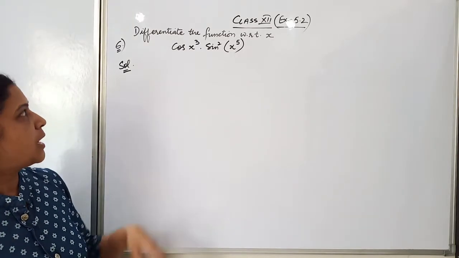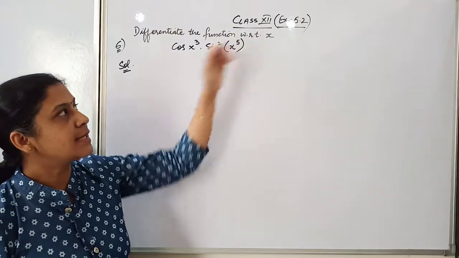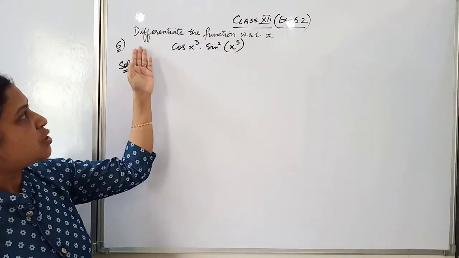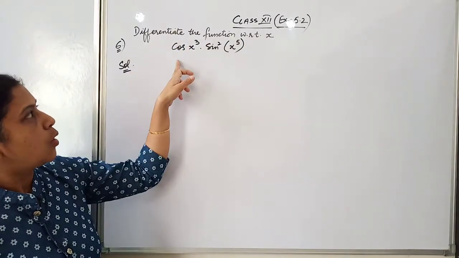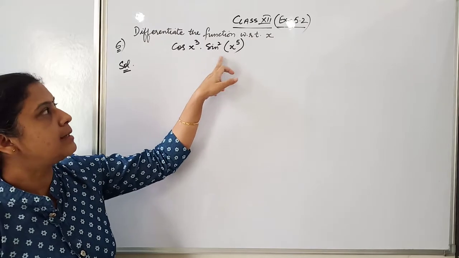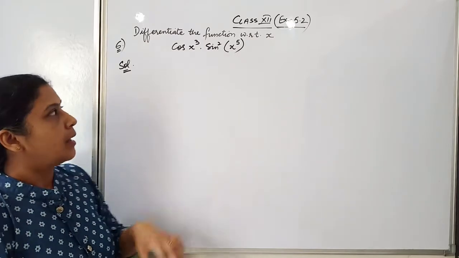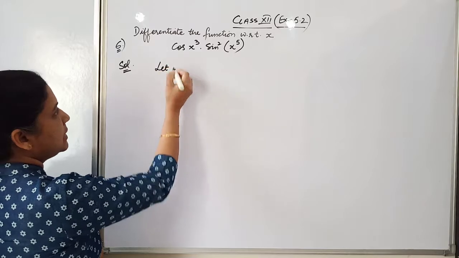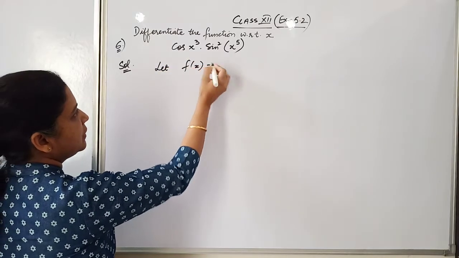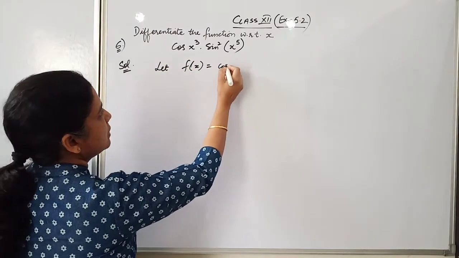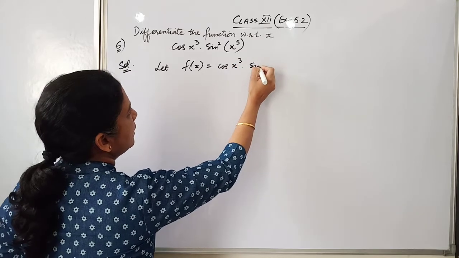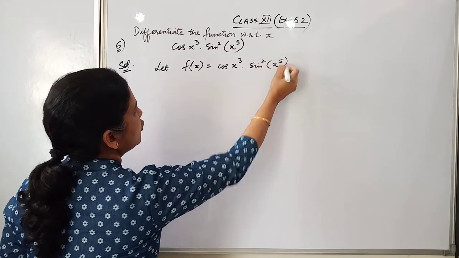In today's video, we are going to do question number 6 of exercise 5.2. Differentiate the function with respect to x: cos x cube into sine square x raised to power 5. First of all, we will start with the labeling of the function. Let f(x) is equal to cos x cube into sine square x raised to power 5.